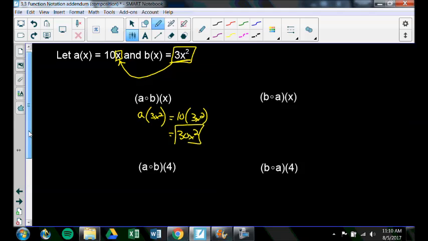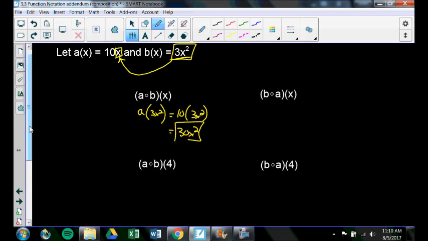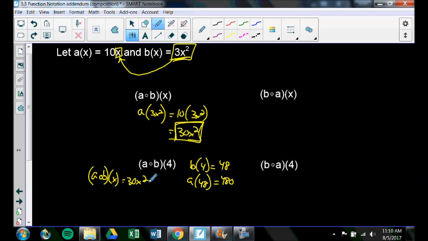So now a of b of 4, I have 2 options. One option is just first find b of 4. And b of 4 is 16 times 3, which is 48. Then I can just do a of 48. You plug the result into the a function. A of 48 is 480. Or I could do another option. I know that a of b of x was 30x squared. So that means a of b of 4 is 30 times 4 squared. 4 squared is 16. 16 times 30 is 480. You'll always get the same thing if you've done it correctly.